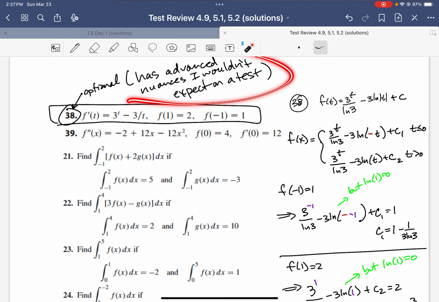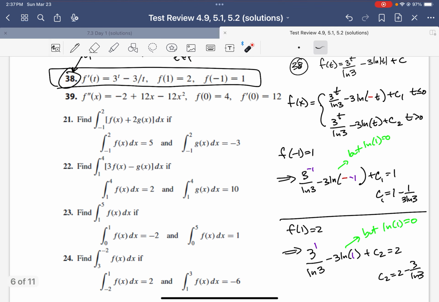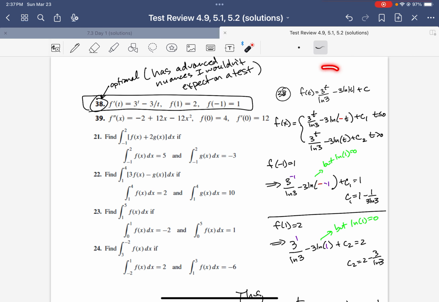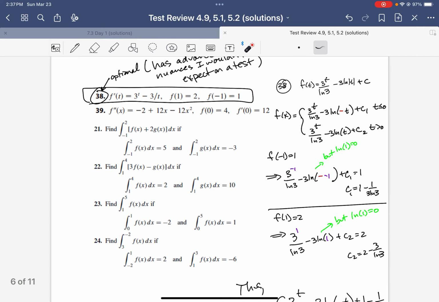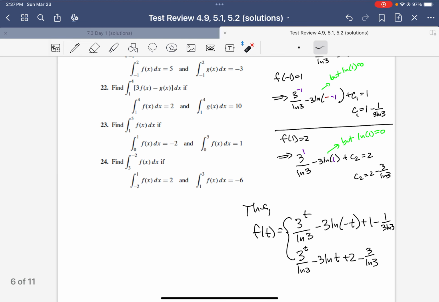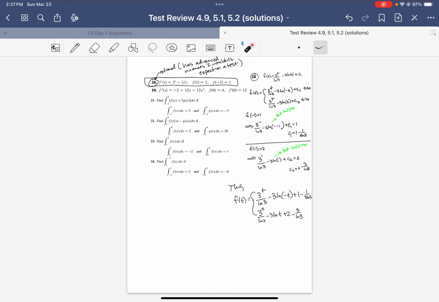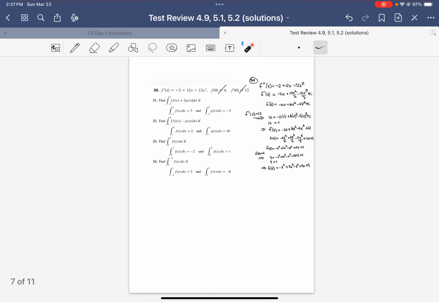This one is definitely optional. So I'm going to show this here, and you'll see it in the key, but I'm not going to explain it. So have fun looking at that, because I don't want you to freak out about that for the test.